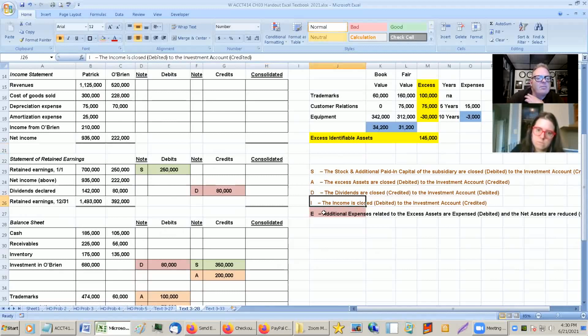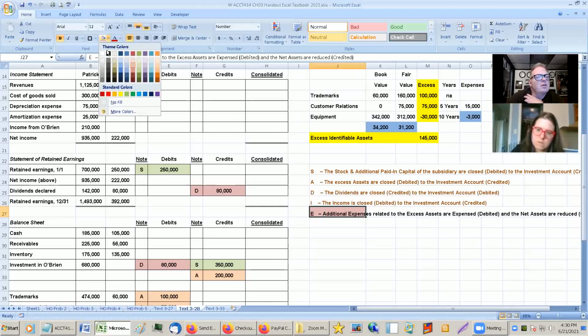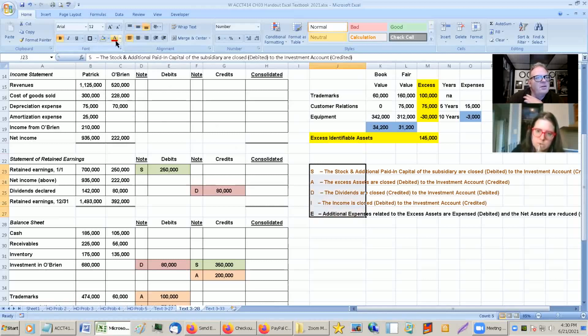Now we got, hey, that shouldn't be the same color as those. Oh well. This formatting won't be on the CPA exam.